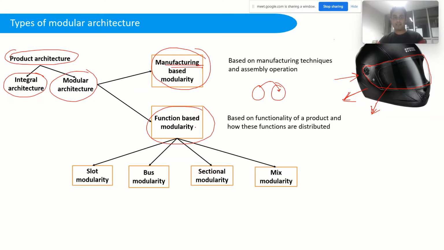The other way you can break down or create modules is based on product functions. These are based mainly on how various product functionalities are integrated or connected with one another. Based on that, we have function-based modularity. There are again four types of function-based modularity.